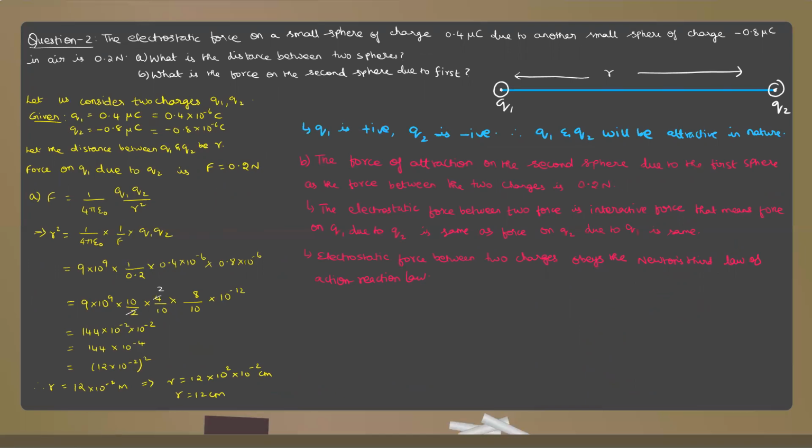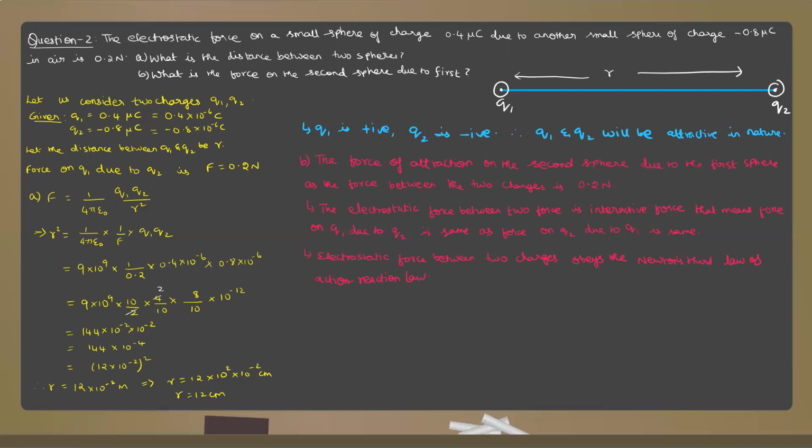Like the previous question, we'll try to figure out the given question. So again here we assume the charges to be Q1 and Q2. Here one is positive and one is negative. Since they are opposite charges, they attract each other. So that is the main point here. The distance we are taking as R. We need to find the distance between the two spheres and they have given the force as 0.2 Newton. Force on Q1 due to Q2 is 0.2 Newton.